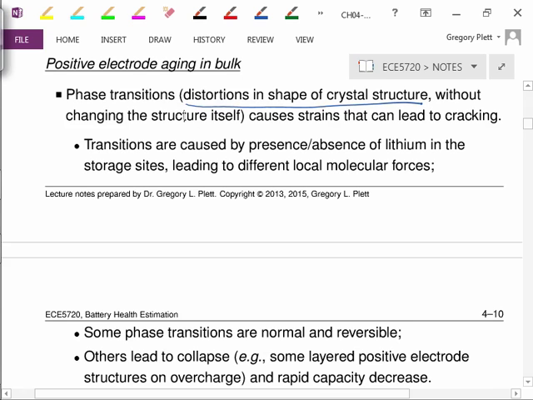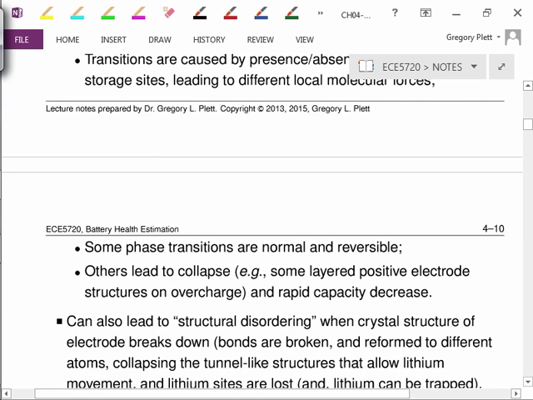So some of these phase transitions are completely normal and generally reversible. It's mostly if there's perhaps some kind of a defect in the structure, as is unavoidable when you're manufacturing this stuff, you can't make it perfectly, that the stresses and strains would accumulate over time and cause some fracture and breakage, some cracking. There are other types of strains that can actually lead to collapse.